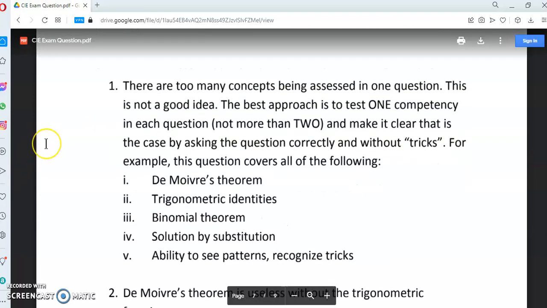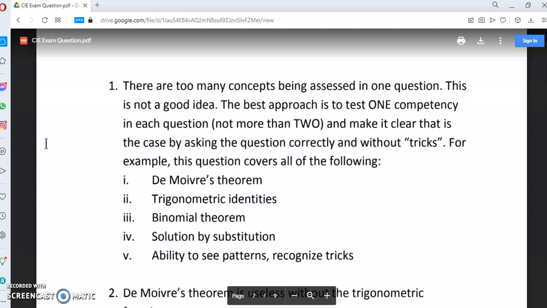There are too many, in my opinion, too many concepts being assessed in one question. This isn't a good idea, by the way, and most math educators have no clue how to produce assessments. The best approach is to test one competency in each question, and preferably not more than two, and make it clear that this is the case by asking the question correctly and without tricks, okay?